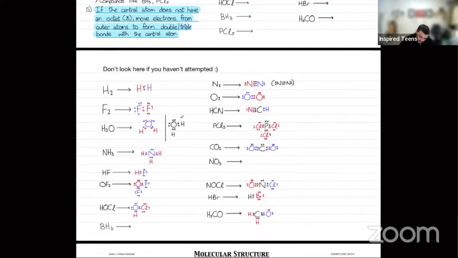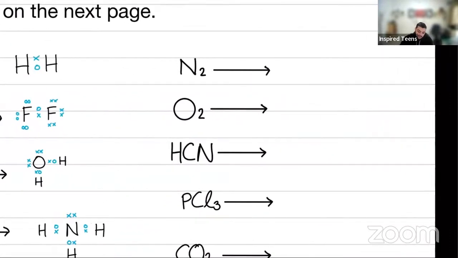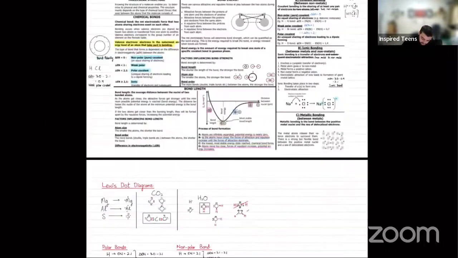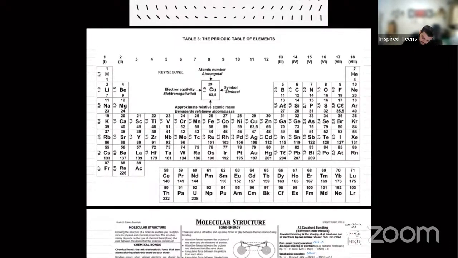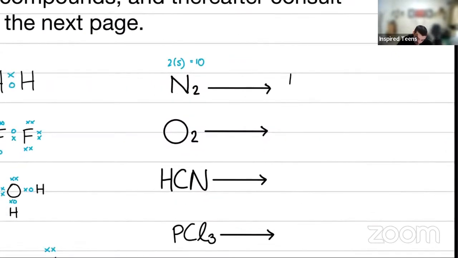Okay, let us do N2 and CO2. Let's have a look at N2 and follow the rules. Let's count the total number of valence electrons. Each nitrogen has 5, so the total number of valence electrons is 2 times 5, which is 10. Then we have nitrogen and nitrogen.